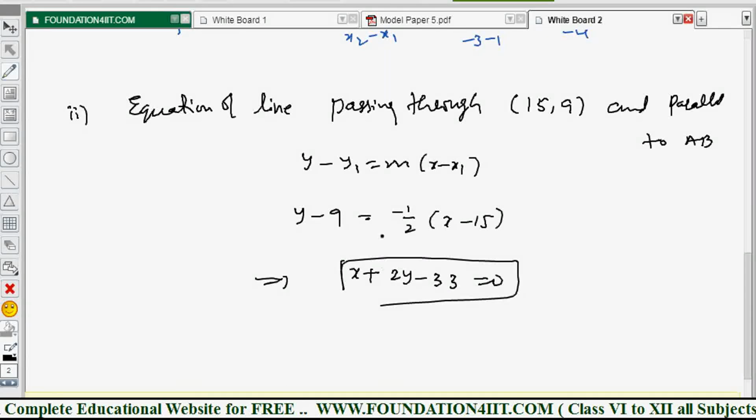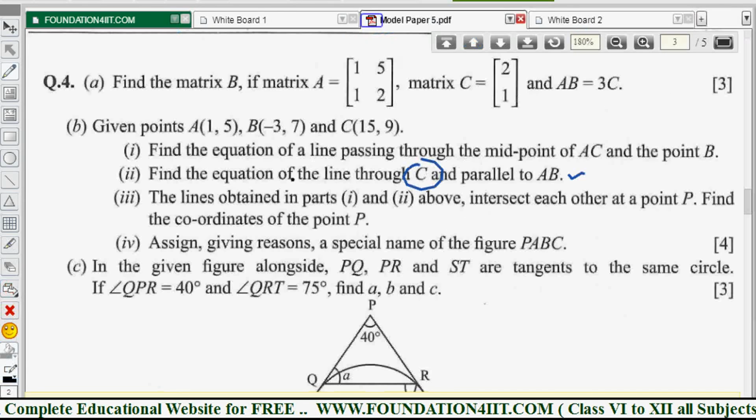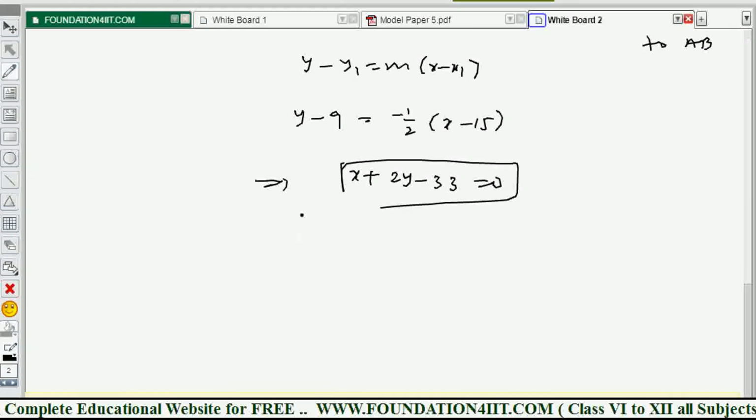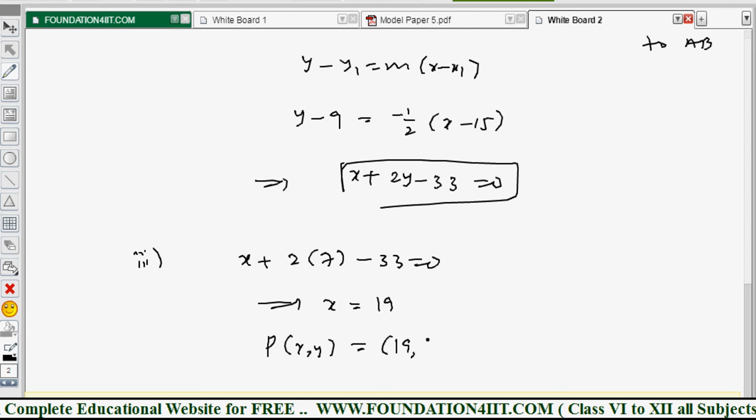Right. Now see the next question. The lines obtained in parts 1 and 2 above intersect each other at the point P. Find the coordinates of the point P. We need to solve both equations from 1 and 2. In 1 we got y equals 7. In the second we also got one equation. By solving both, y is already 7, so to find the x value we substitute. So x plus 2 into 7 minus 33 equals 0. From this, x equals 19. Then the point P is x comma y, that is 19 comma 7.